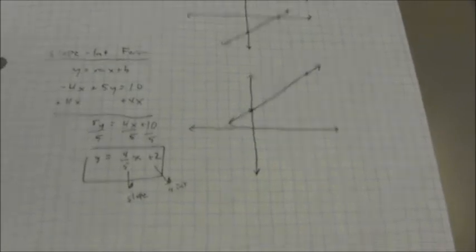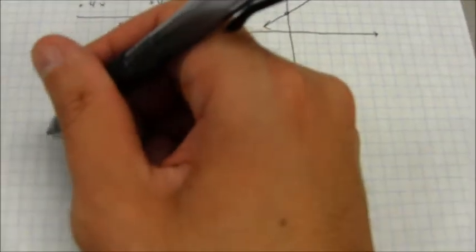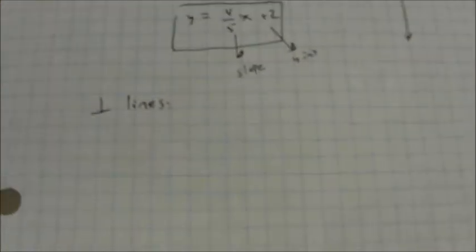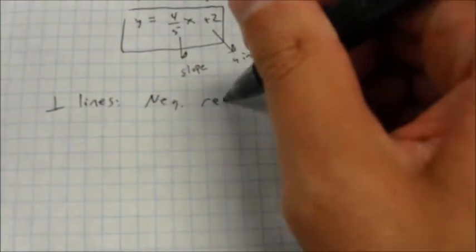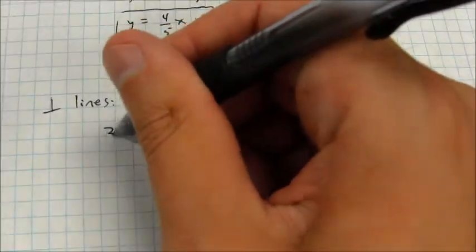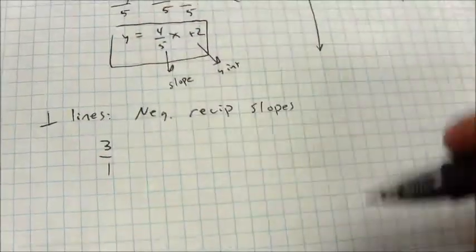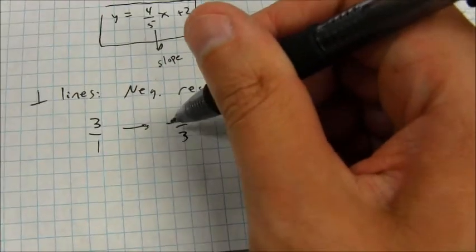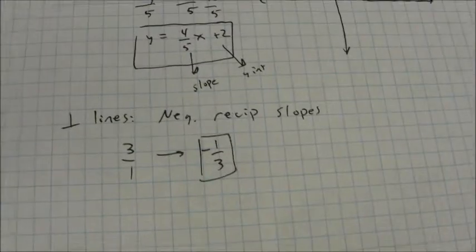Now, other things to know. Lines are perpendicular if their slopes are, you can call them either negative reciprocals or opposite reciprocals. So for example, if I have a line with a slope of 3, as a fraction that's 3 over 1, the negative reciprocal would be negative 1/3, and so those lines would hit at a 90-degree angle. That's something kind of important to keep in mind.